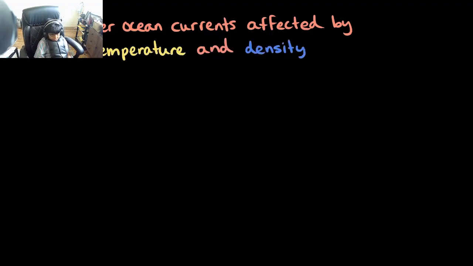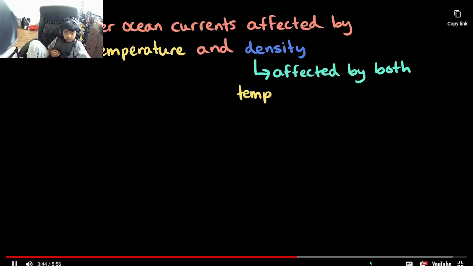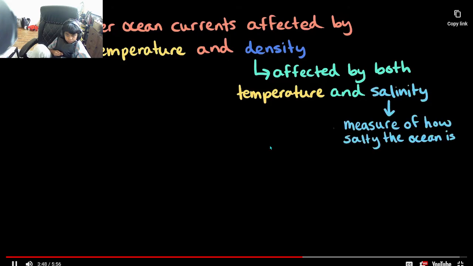Remember how we talked about areas heated directly and less directly by the sun, and how that results in low and high pressure areas? Same thing with water, except that water density is affected by both temperature and salinity, which is a measure of how salty the ocean is.